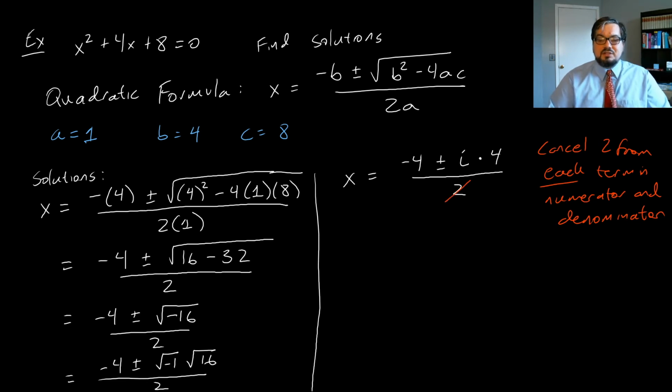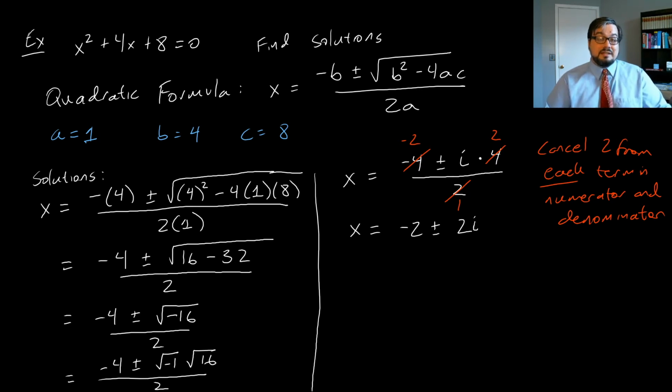We can't cancel this 2 with just the first negative 4. We also can't cancel the 2 with just the 4 on the right. If we're going to cancel the 2, we're going to cancel it with everything, with each term in the numerator. Now, if you're unsure about that, then go ahead and simplify it the way that we did the previous problem, where you just factor a 2 out of both terms in the numerator and then cancel. And that works just fine.